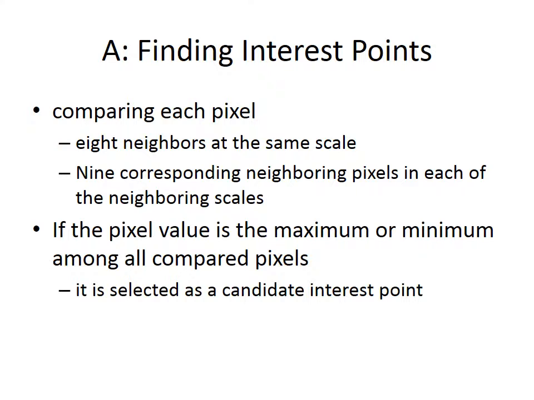Interest points are identified by comparing each pixel in the DoG image to its 8 neighbors at the same scale, and 9 corresponding neighboring pixels in each of the neighboring scales. If the pixel value is maximum or minimum among all compared pixels, it is selected as a candidate interest point.